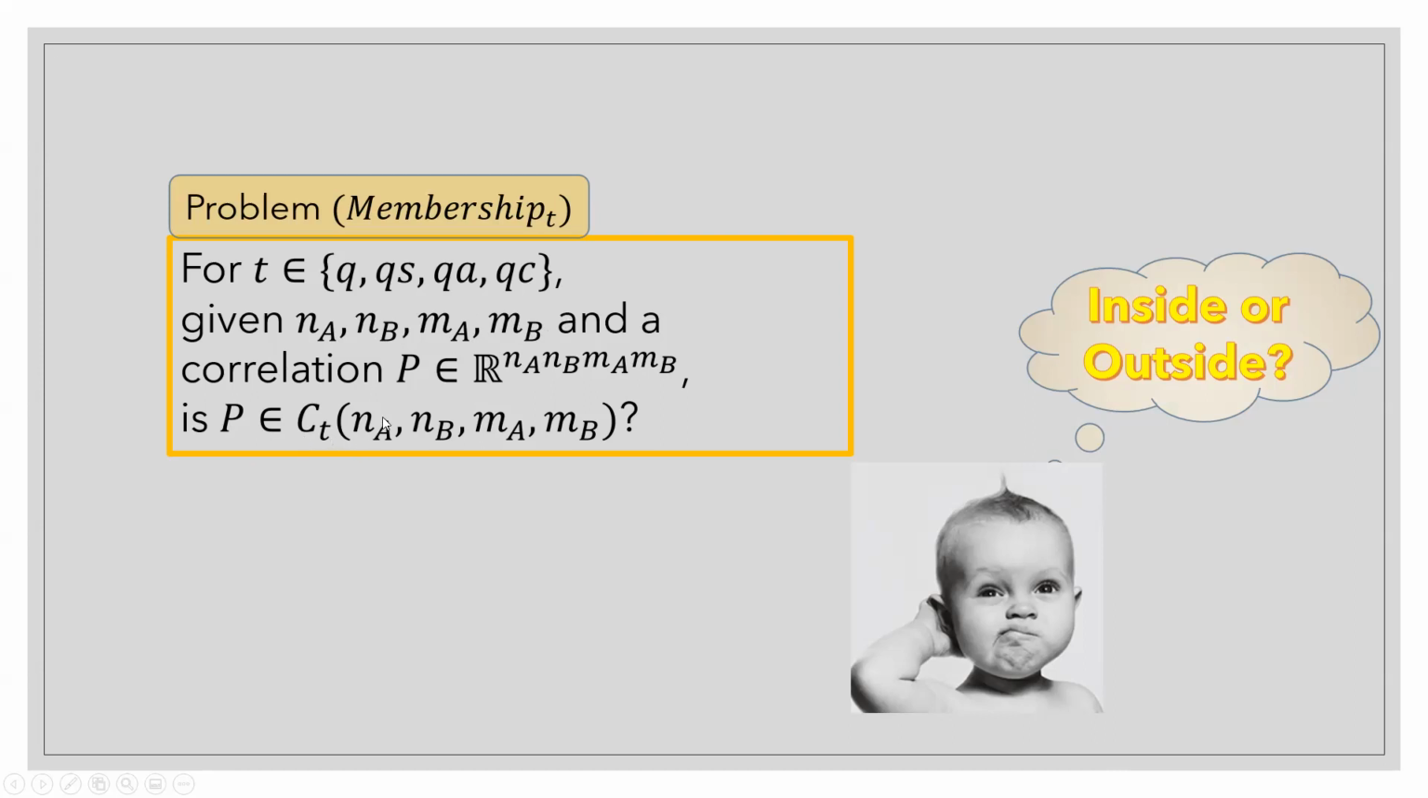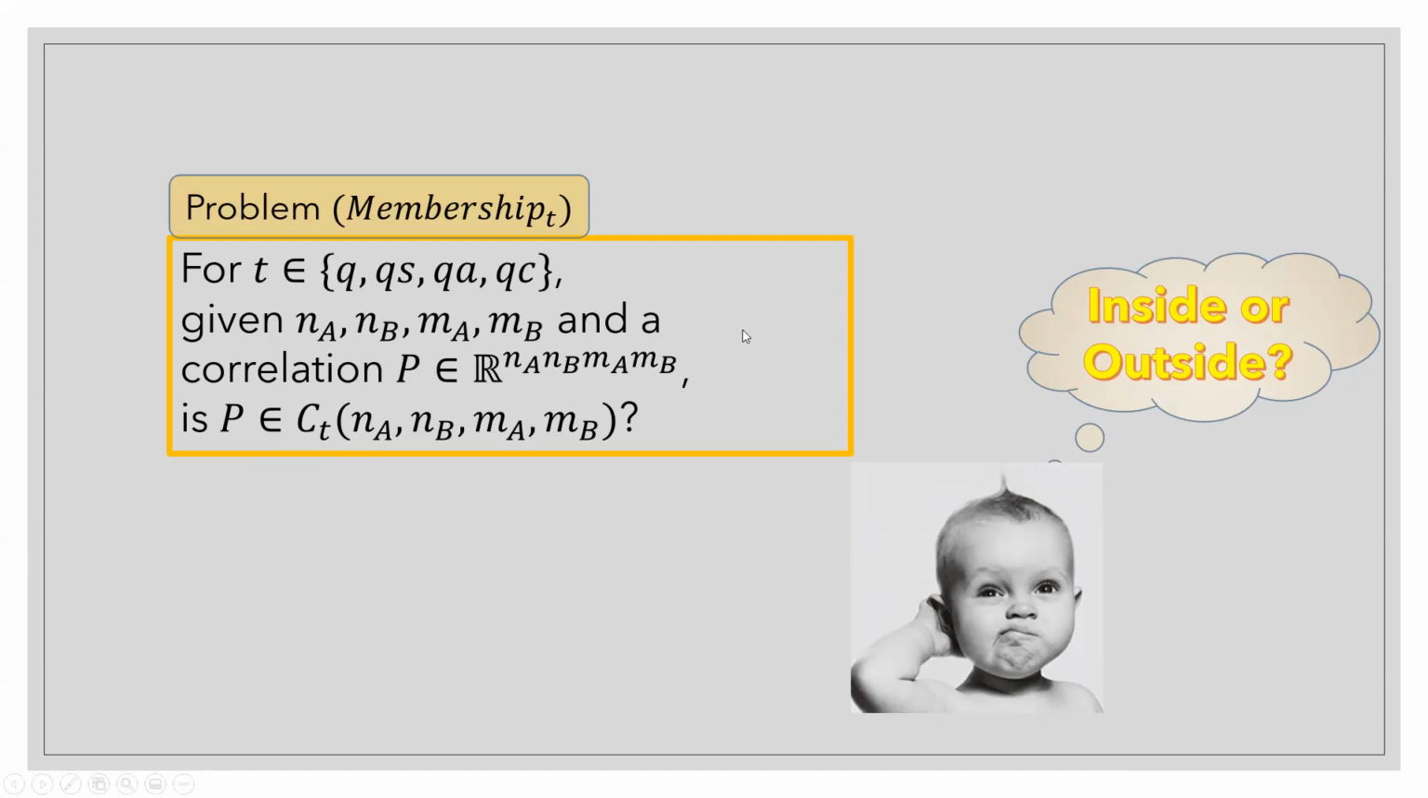Here, we focus on correlations that have entries that can be expressed in a finite amount of space. So we don't work with correlations with non-algebraic entries. The reason to study this problem is the following. If a finite length description of the set C sub T exists, then we can use it to determine the membership of any correlation P. Then this problem would be decidable.